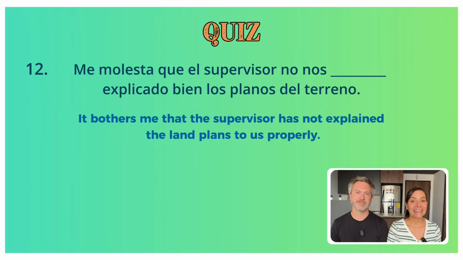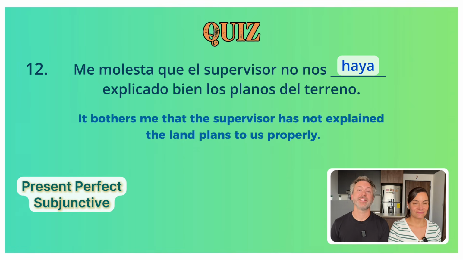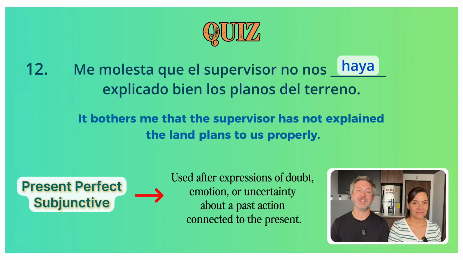Me molesta que el supervisor no nos haya explicado bien los planos del terreno. So here we need the present perfect subjunctive because we see our trigger, me molesta, it bothers me. We're showing emotions, so we need the subjunctive after it.